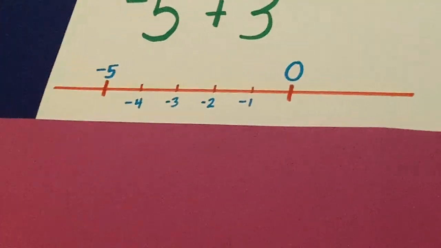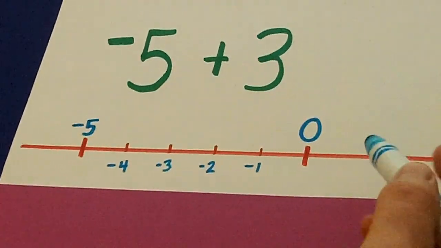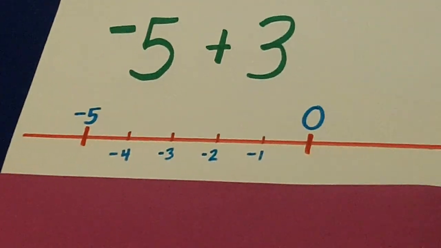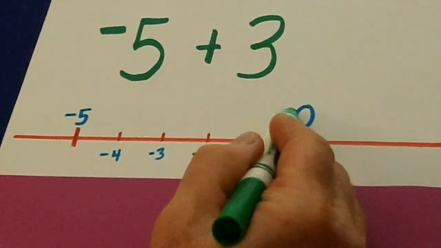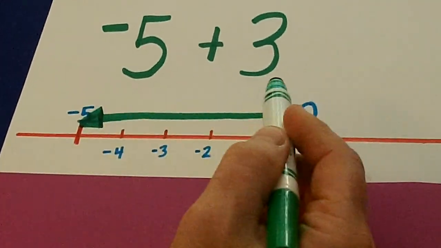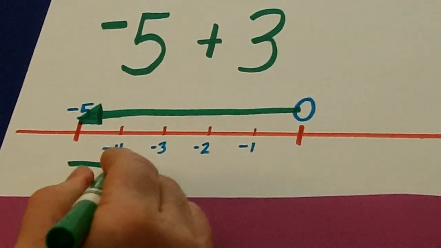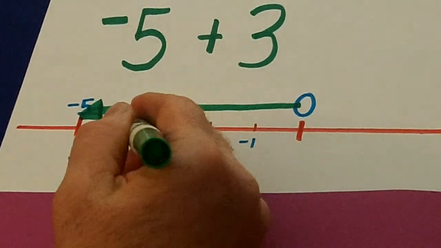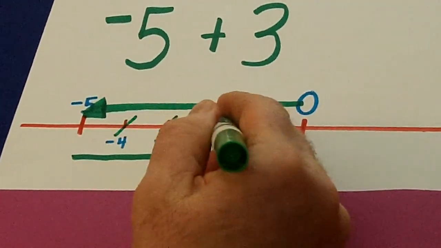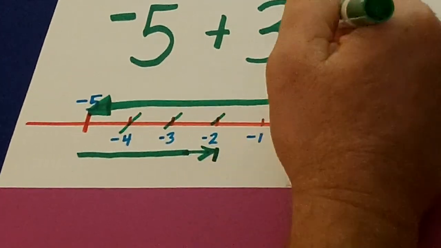Now let's use the number line for -5 plus 3. So we start from 0, and we go out to -5, and then it says plus 3. Plus is this way, and when we go plus 3, 1, 2, 3, we get to a -2.